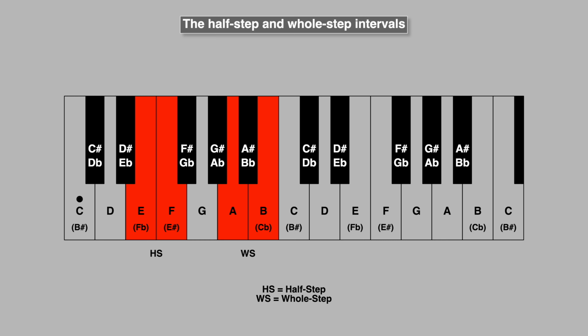For example, the distance between the notes A and B is a whole-step interval because of the black key in between. So a half-step is 1 key to the left or right, and a whole step is 2 keys to the left or right.